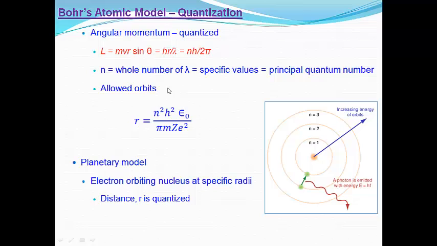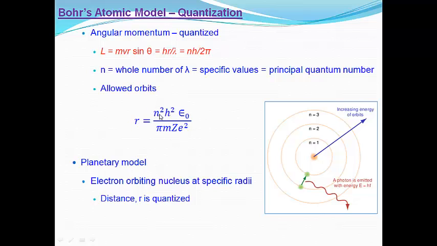And so this essentially allows us to show that R, which is the radius that the electron would be moving through, is equal to this term here.